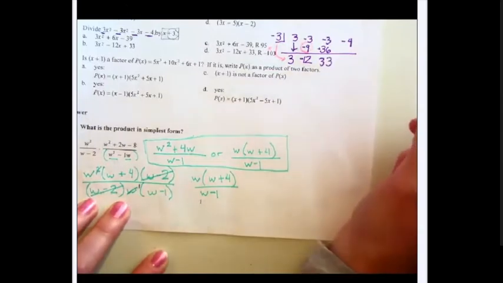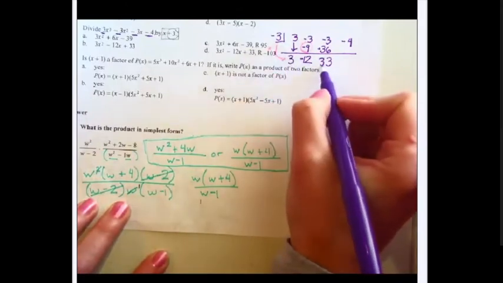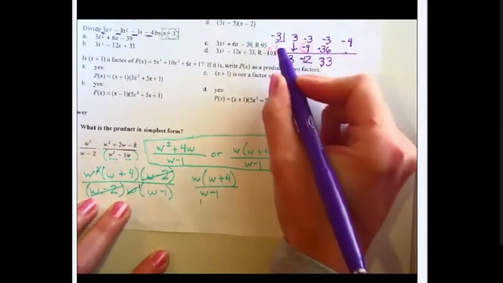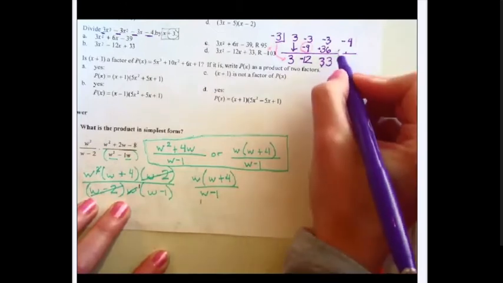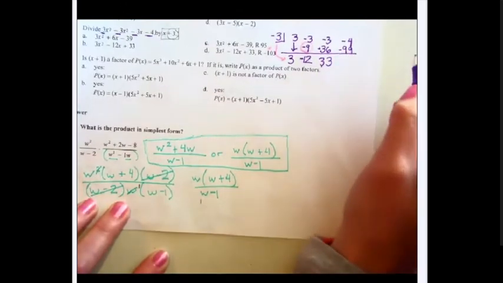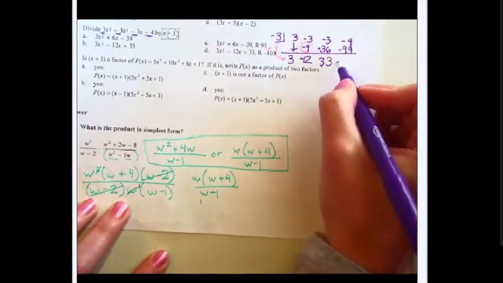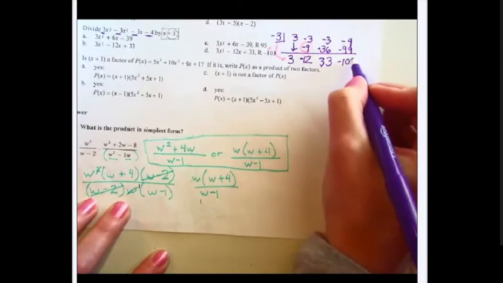We're going to do the same process again. So -3 times whatever we have on the bottom goes right there. So -3 times 33 is -99. And then -4 minus 99 is -103.